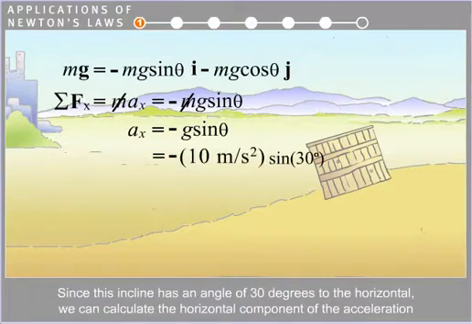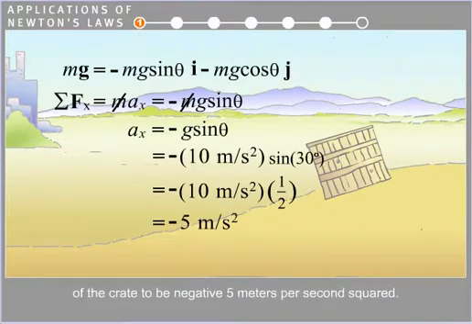Since this incline has an angle of 30 degrees to the horizontal, we can calculate the horizontal component of the acceleration of the crate to be negative 5 meters per second squared.